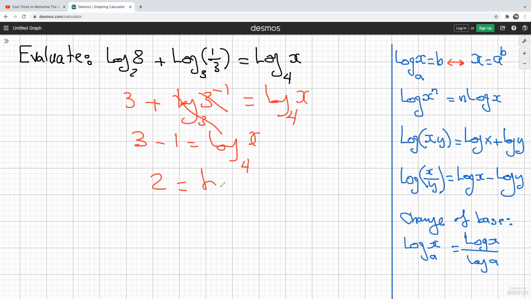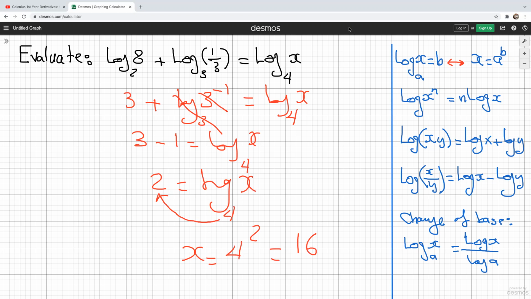2 equals log base 4 of x. Now 4 raised to the power of 2 would equal x. So x would equal 4 squared, which equals 16. Okay, so that's for this question.